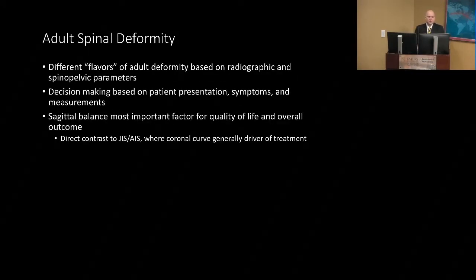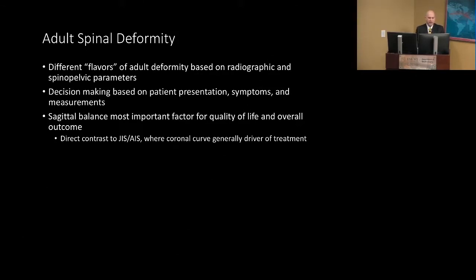There are definitely different flavors of adult deformity based on both the radiographic and spinopelvic parameters. And all the decision-making is going to be based not only on what all your measurements are, but also on the patient presentation, what their symptoms are. The one important takeaway, again, so if we had the one takeaway about adolescent and juvenile scoliosis, the important takeaway for the junior residents for adult deformity is that sagittal balance is the most important factor for quality of life. It has been directly shown to be correlated to the health-related quality of life outcome scores.